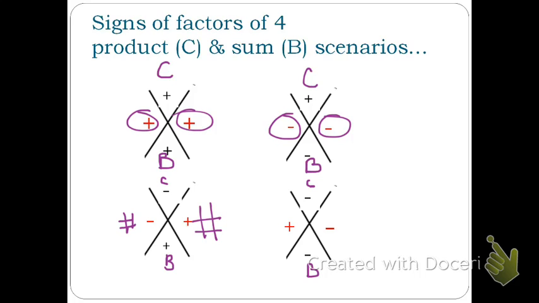If our C value is negative, but our B value is also negative, then that means our bigger number has to be negative, and our smaller number then would be positive. So let's practice this.